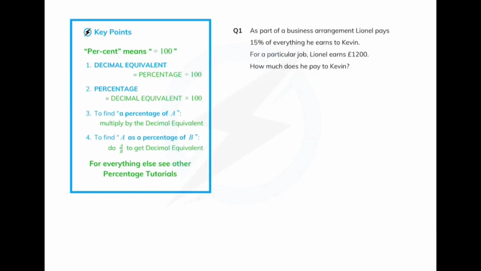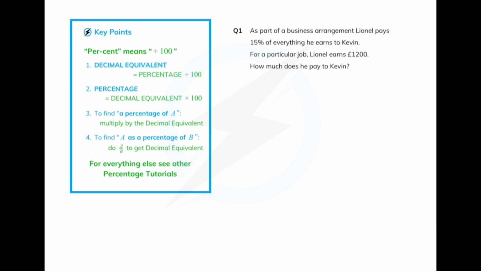In this tutorial, we're going to look at the basics of percentages. And the first thing we should remember, and always remember this, is that percent literally means divided by 100. And that will get you out of a lot of trouble. One thing we're going to need to know about is the decimal equivalent of a percentage. It's a very useful thing, and that is the percentage divided by 100.